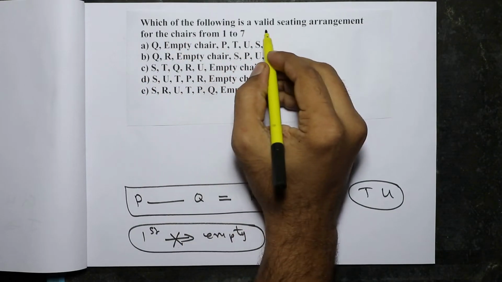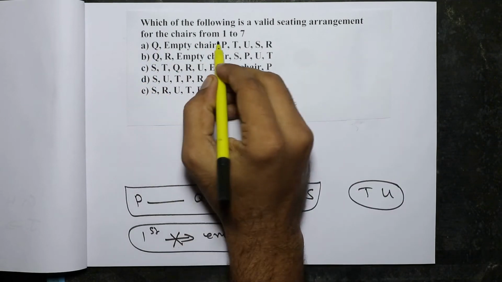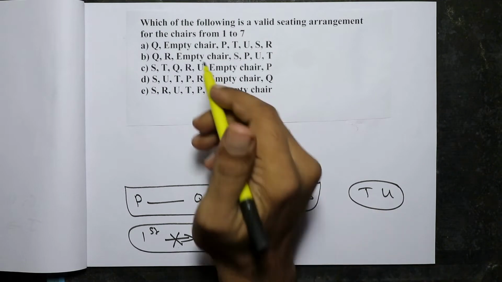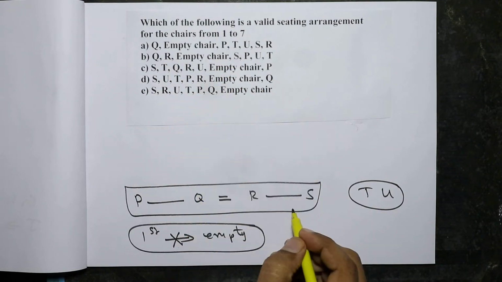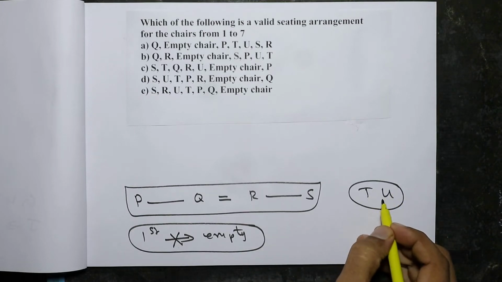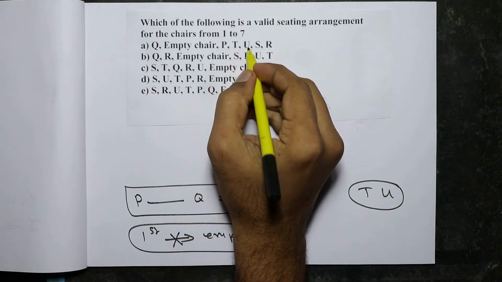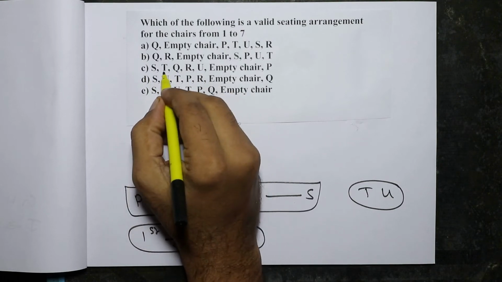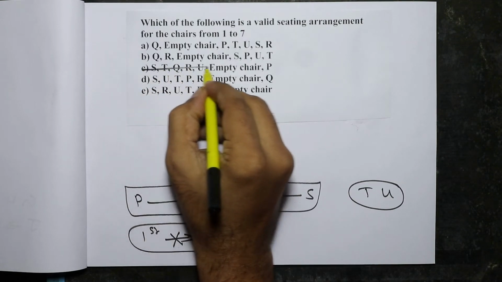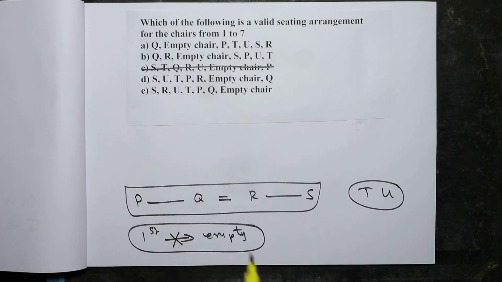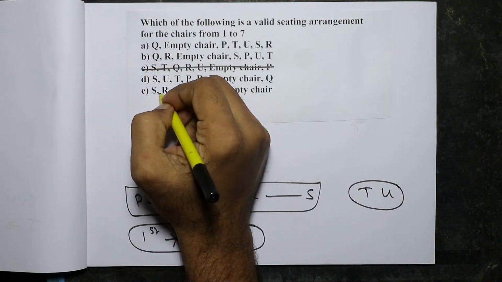Which of the following is a valid seating arrangement for the chairs from 1 to 7? Now all these conditions are to be satisfied. So we'll eliminate all those options in which these conditions are not satisfied. First condition is that T and U should be in adjacent chairs. So here T and U are adjacent, T and U are adjacent. Here T and U are not adjacent. It is T, Q, R and U. So T and U are not adjacent. So C can be eliminated. Here they are adjacent, T and U are adjacent. Then the first chair cannot be empty. That is satisfied in all the options.